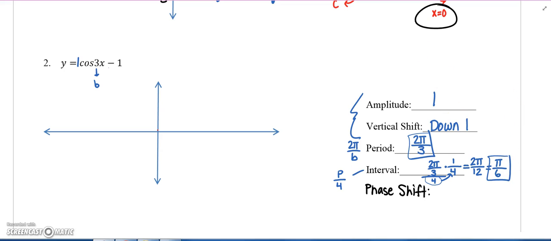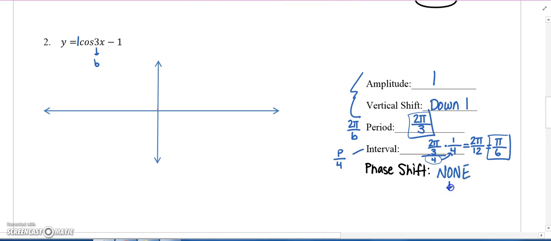Alright, how about that phase shift? Do we see one here? Remember, the minus 1, since it's not in parentheses, that's our vertical shift, down 1. So I don't see anything else we're adding inside parentheses. That means we have no phase shift yet again. Remember, when there's no phase shift, we start at x equals 0, which would be right here. Okay? So I'll just label it 0 in case.